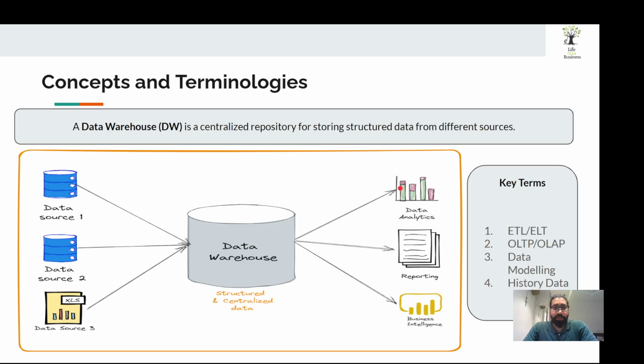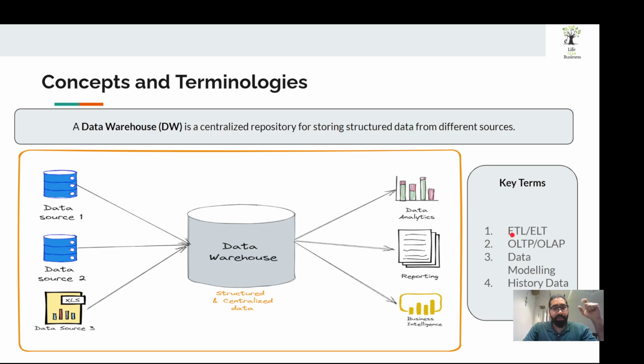A data warehouse is a centralized repository for storing structured data that comes from different source systems. On the left-hand side, these represent the different kinds of transactional source systems. Let me quickly jump to the key terms. There itself I will explain those terminologies.